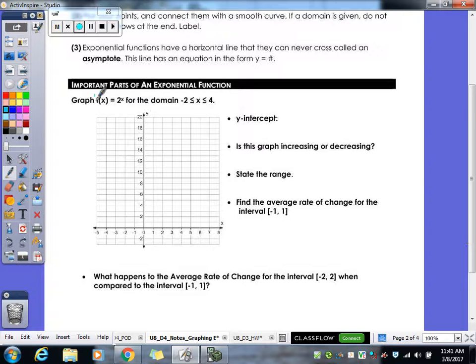So we have f of x equals 2 to the x. Remember, that's our parent function. That's our most basic form of our exponentials. They tell us for the domain negative 2 to 4. So they're telling us what x values to use in our table. We're going to go negative 2, negative 1, 0, 1, 2, 3, 4. So what I want you guys to do right now is fill in the rest of that table. So go to your y equals, type in your 2 to the x, so you can practice typing that in. Let's have you get the rest of the table. Remember, you're going to have a couple of decimals in there.